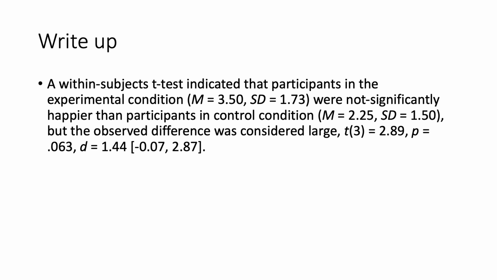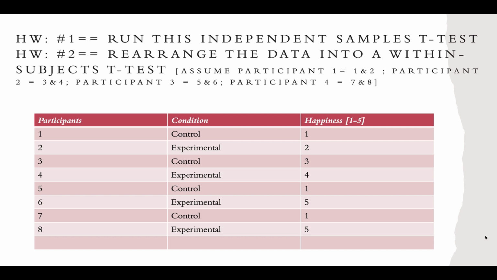So your homework problem is pretty simple. I would like you to take this data and run an independent samples t-test on this data. That's problem number 1. Number 2, you're going to rearrange the data into a within subjects design and run a within subjects t-test on it, or dependent samples t-test. Ultimately, you're going to assume participant 1 equals participant 1 and 2. So in the second problem, you're going to assume that this is the same person, this is the same person, 5 and 6 are the same person, and 7 and 8 are the same person. So ultimately, you're going to want to run 2 t-tests and report them out.